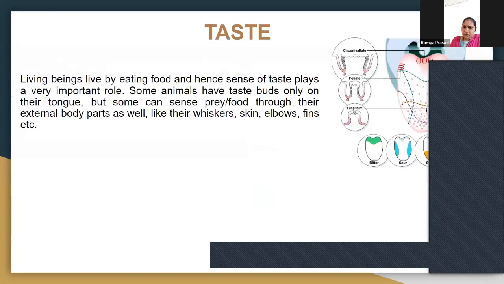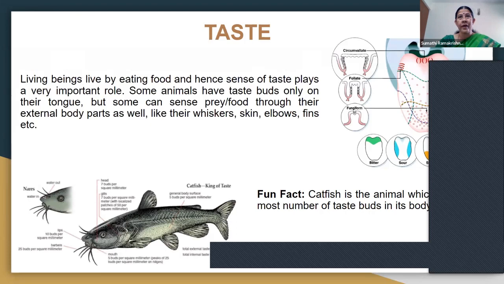Taste, and then only comes that. See, some animals have taste buds only on their tongue. But some can sense prey and food through their external body parts, like whiskers. Tiger is the best example. Skin, elbows, fins, etc. Here you have a few facts which you can just go through. See, all these are not for testing, teachers, just knowledge to share. Fun facts and other things, it's just to share, that's it.